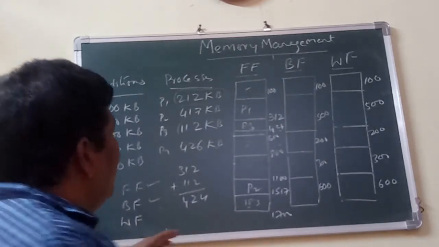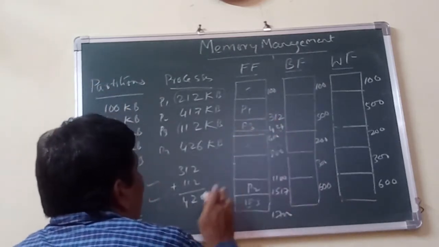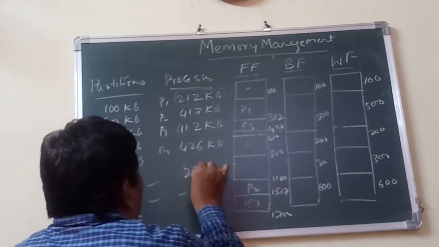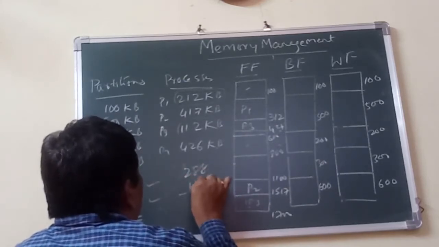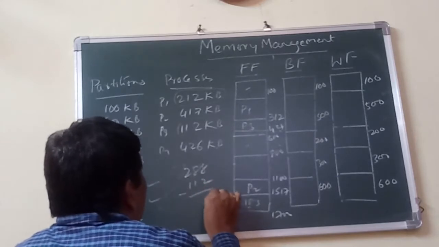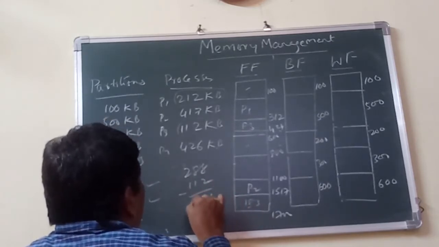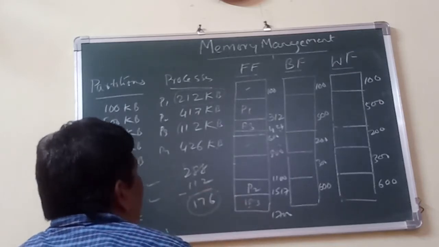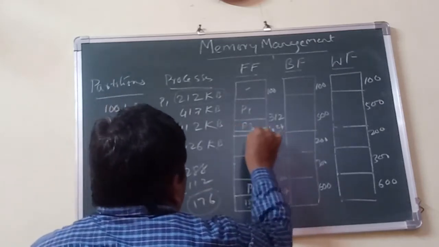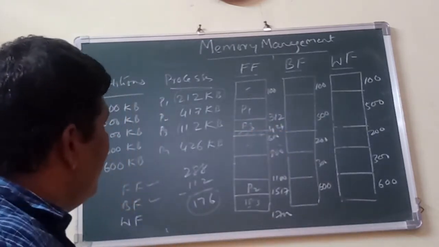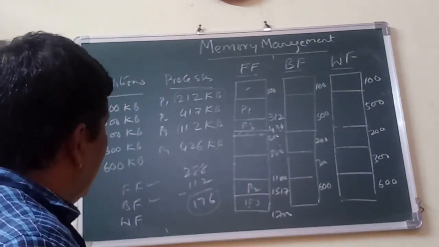Here the partition was 288, out of which 112 we accommodated. So what is left out? It is 176. So 176 is still available here.